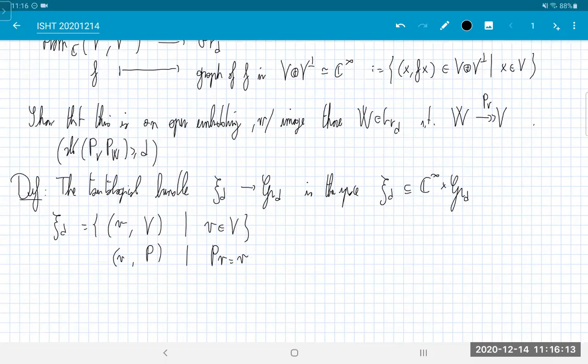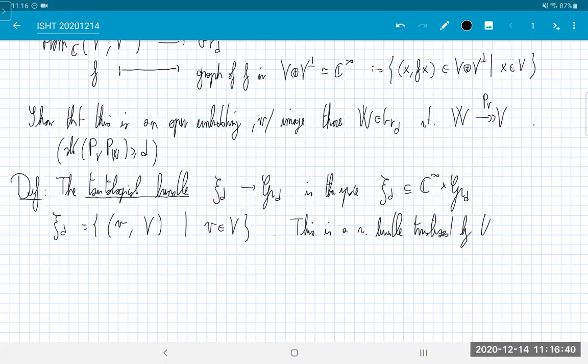So it's actually a well-defined closed subscheme of the closed subspace of this C infinity times GRT. Okay, and why did I call it a tautological bundle? Well, because it is a vector bundle trivialized by the standard basis. And it's tautological because the fiber over V is exactly V.